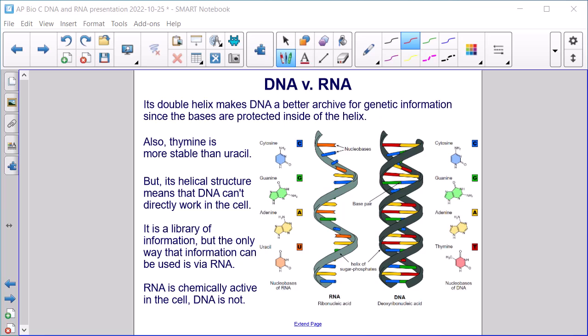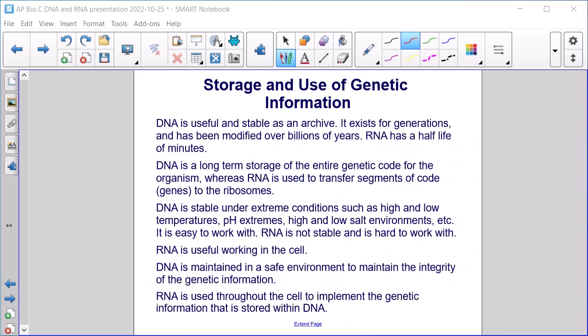RNA is chemically active in the cell, DNA is not. DNA is useful and stable as an archive. It exists for generations and has been modified over billions of years. RNA has a half-life of minutes. DNA is a long-term storage of the entire genetic code for the organism, whereas RNA is used to transfer segments of code or genes to the ribosomes.